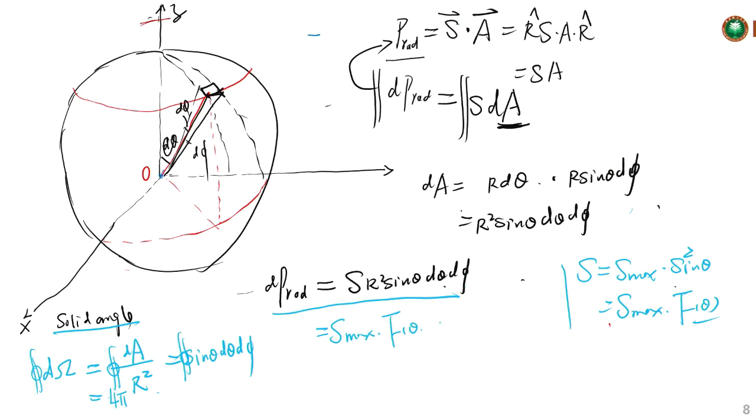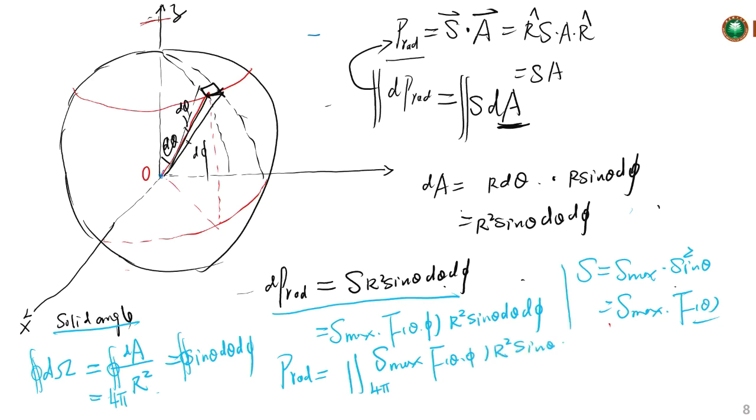Also it depends on phi, so we take theta phi, and R squared sin theta d theta d phi. So the integration of P_rad equals the integration over the whole sphere of S max F theta phi R squared sin theta d theta d phi.